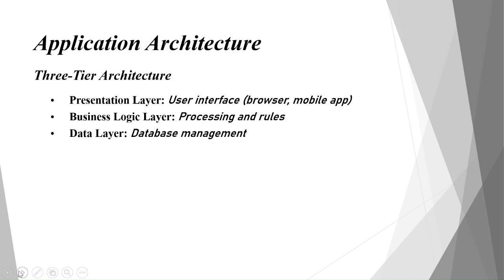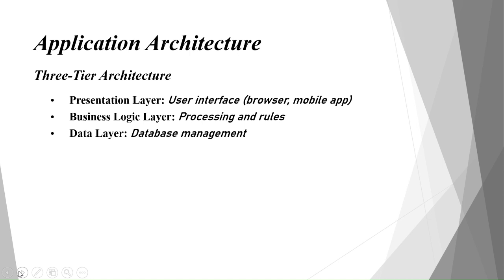Second is the business logic layer, which is the processing. This is the brain of the application. It decides what should happen. For example, when you click order now, it checks the restaurant availability, calculates the bill, applies the discounts, and checks delivery partner availability. All rules and decisions happen in this layer.